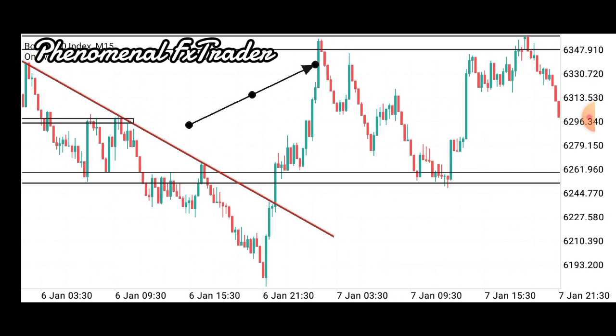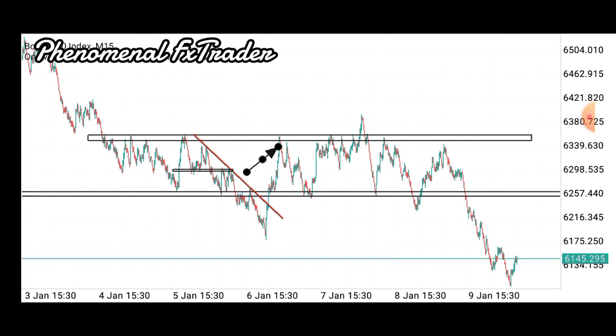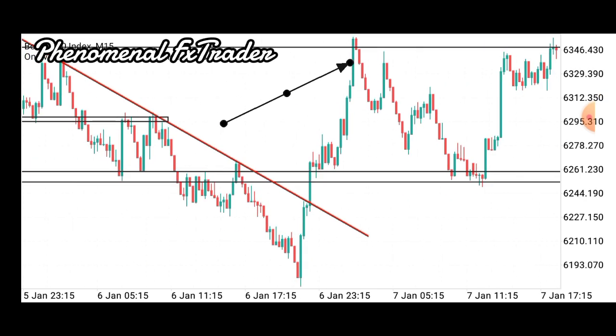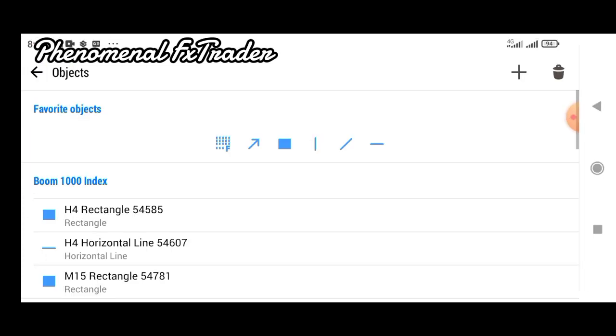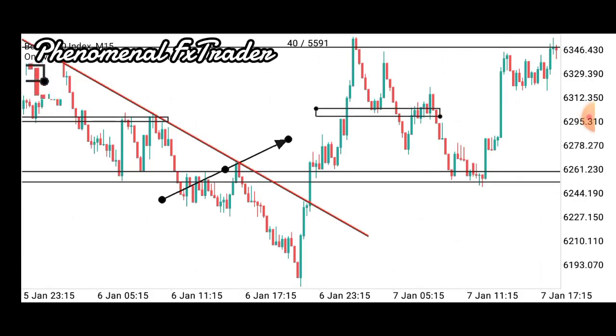You understand? Remember, this is a continuation setup. That's a kind of continuation strategy there. All right, then the market started selling again. You see it sold down to this level, did a little consolidation, then went up again. Now you can see that is another double top there.